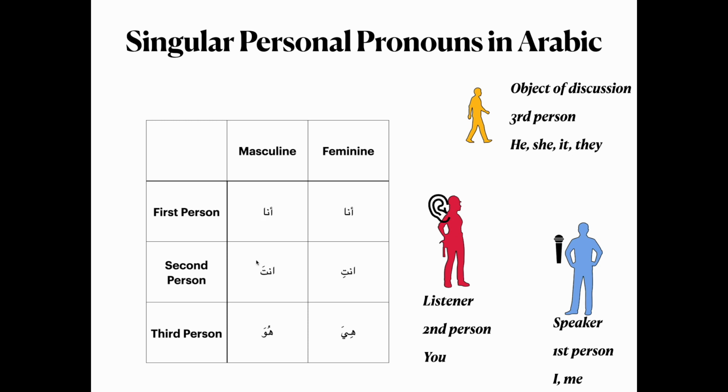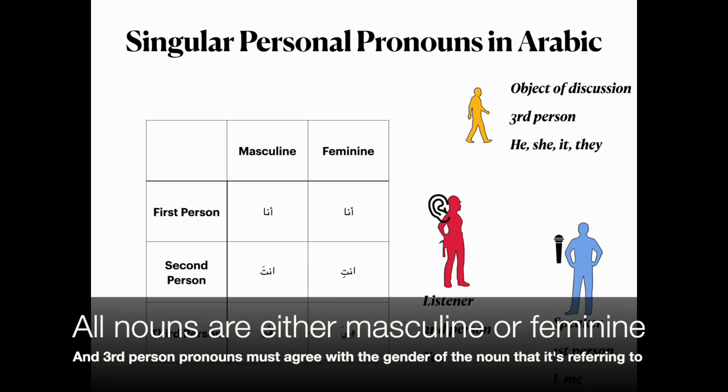You is anta and anti. However, here's the difference right here. Anta is you masculine. Anti is you feminine, right? So this is I, you, and then how do we say he and she in Arabic? So huwa is he, hiya is she.